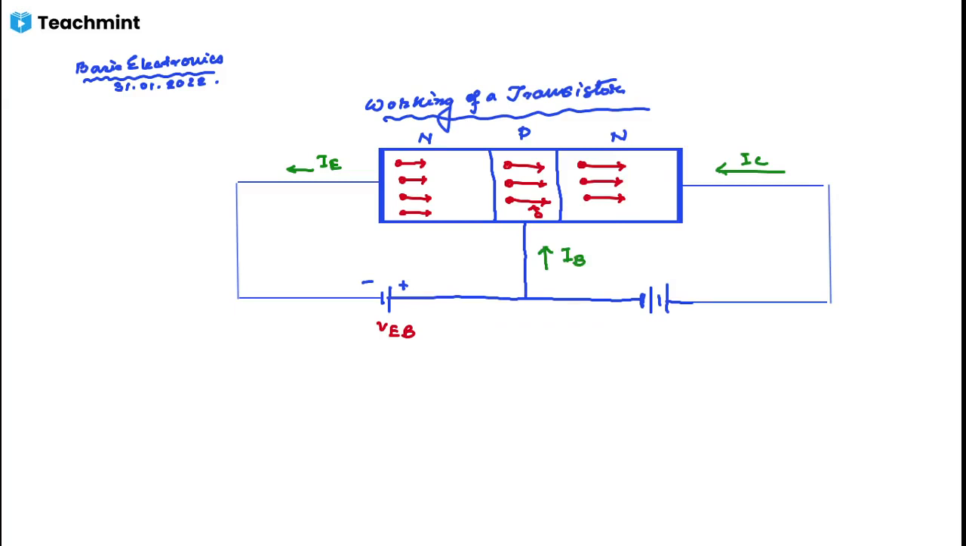This is the emitter terminal. This is the collector terminal. And this is the base terminal. E, C, and B. This is the VCB. This is minus, this is plus.